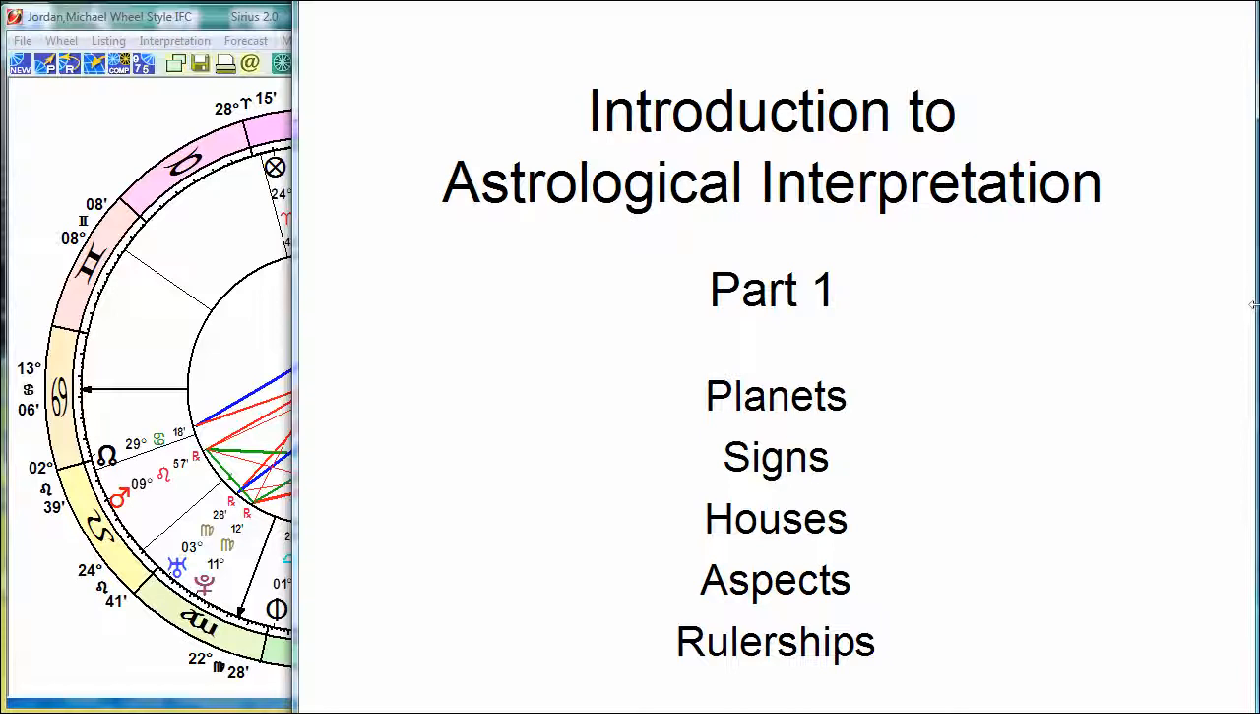So we've got Sun, Moon, Mercury, Venus, Mars, Jupiter, Saturn, Uranus, Neptune, and Pluto is usually included as well. So those are the planets, and we're going to interpret the meaning of a planet in a sign. Well, let me show you this right off the bat.